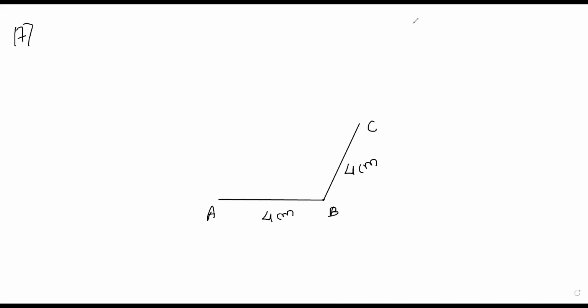Right? This is C. Again, from C, you have to keep the protractor at C, you will get again 4 centimeter. Then you have 4 centimeter. So A, B, C, D, E.